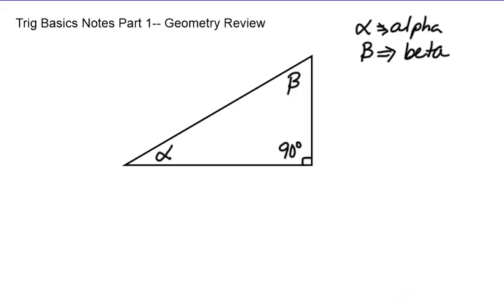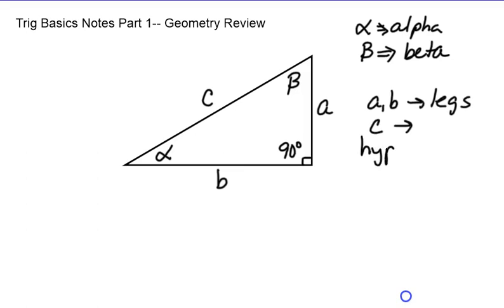Opposite angle alpha, I'm going to call this side A, and opposite angle beta, I'm going to call this side B, and opposite the 90-degree angle, I'm going to call this side C. And you may recall that A and B are called legs of the right triangle, and C is called the hypotenuse, which is the longest side of a right triangle.